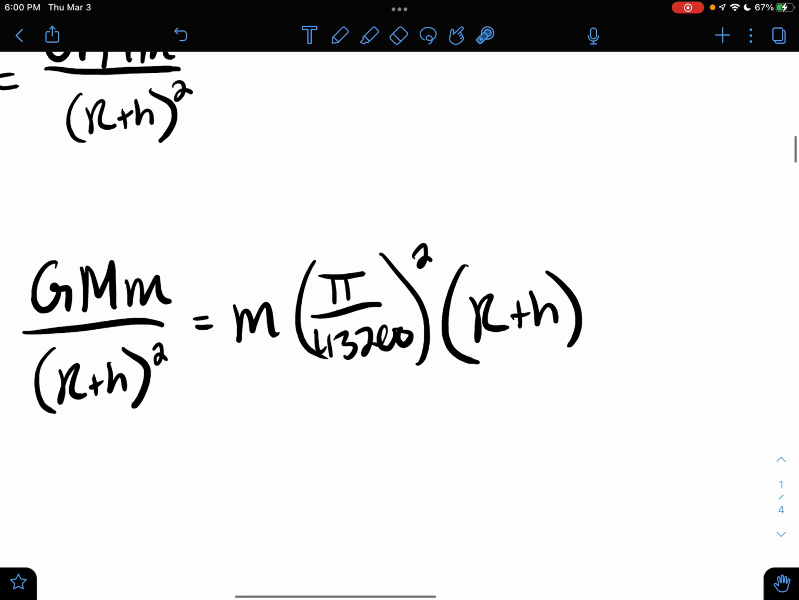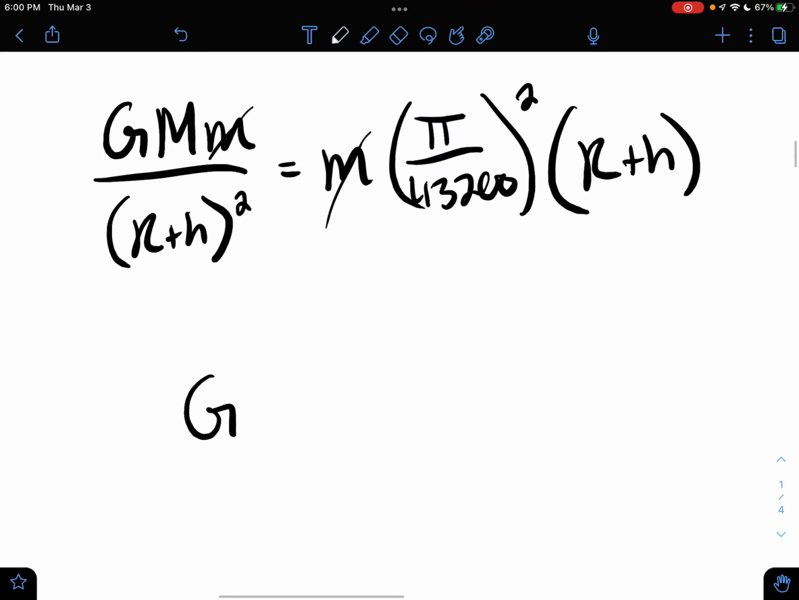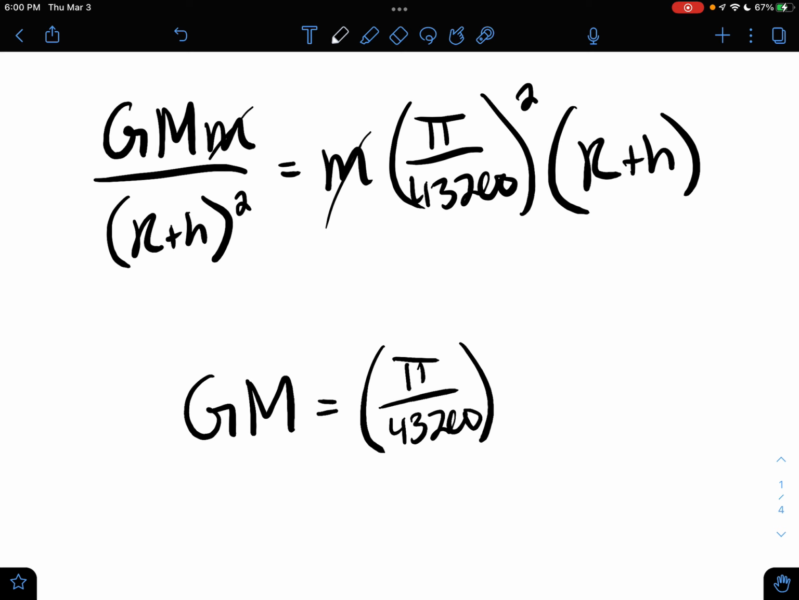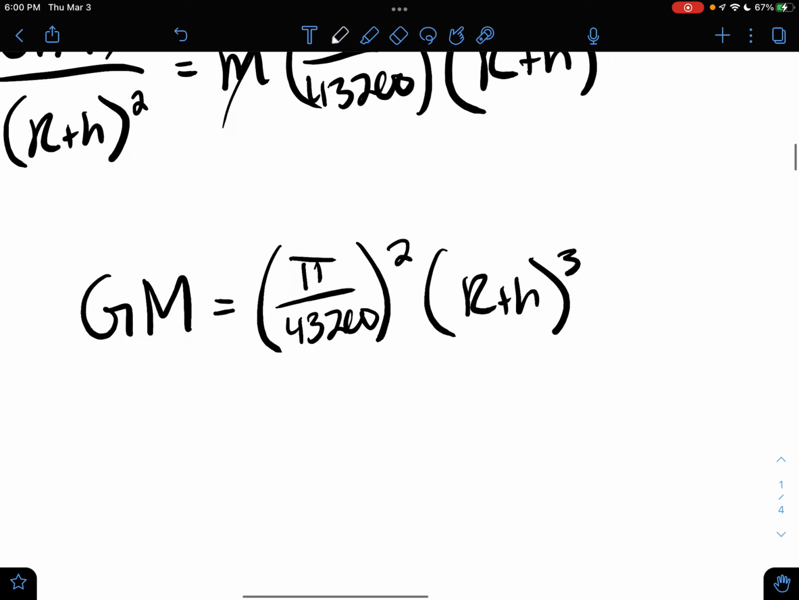Radius of the Earth, cool. Simplified equation: the mass of the satellite and the mass of the satellite are going to cancel out. I'm going to multiply both sides by the squared term to get it out of the fraction. So we're going to have G times the mass of the Earth equals, with squared here and 1 here, our omega squared, and then it's going to be our R plus h cubed.